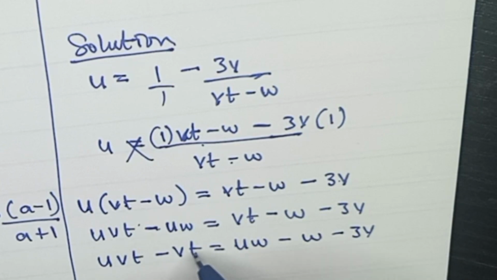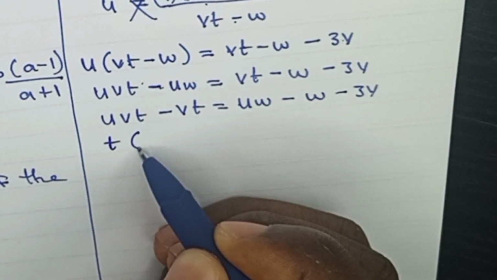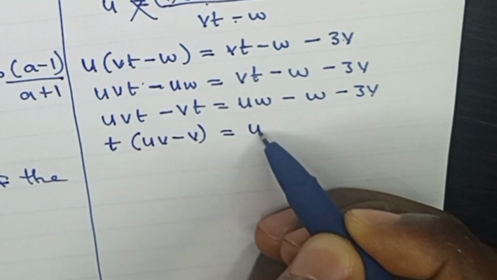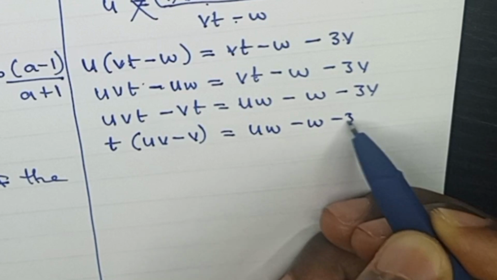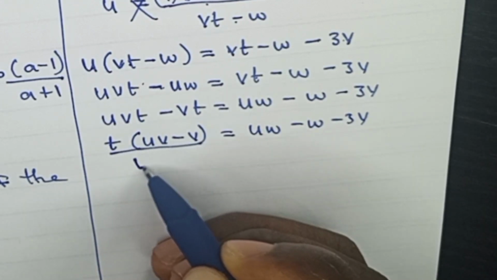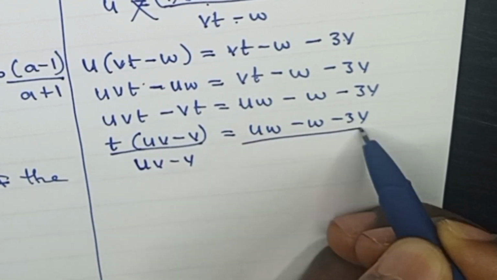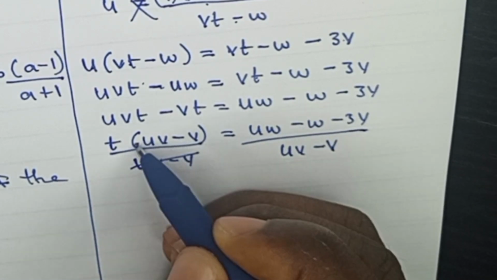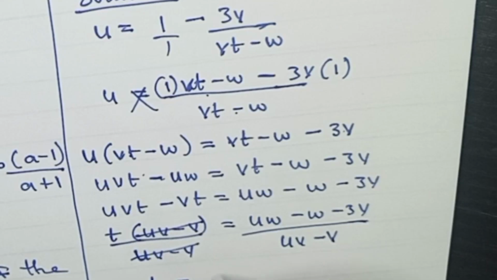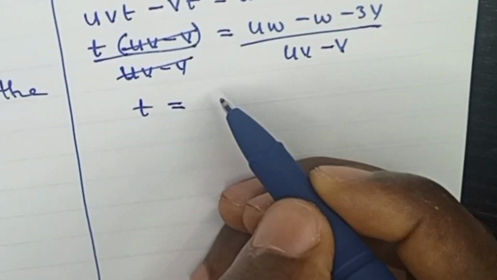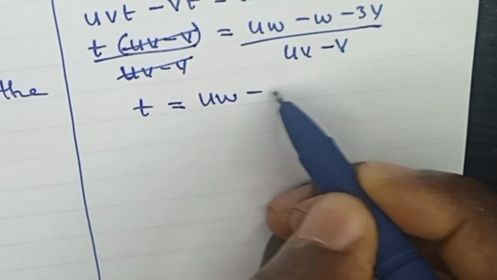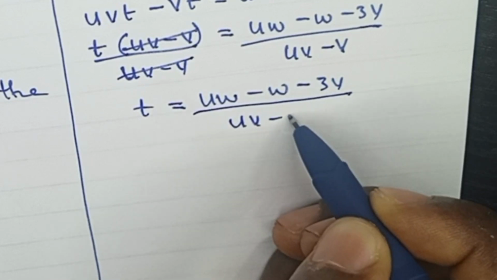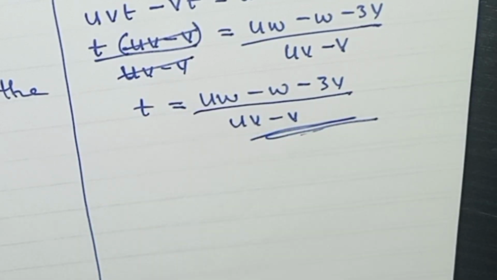Here, what is common? T is common here. So we bring out the t, which is t into bracket uv minus v equal to uw minus w minus 3v. Divide both sides by uv minus v. So this cancels this. So we are left with t equal to uw minus w minus 3v all over uv minus v. This is our final answer.